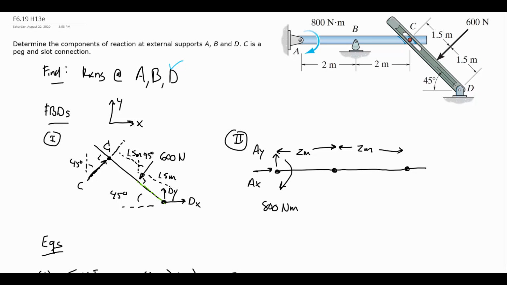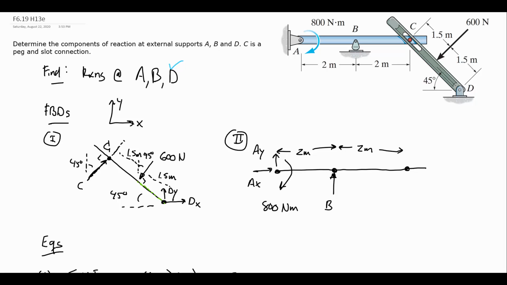At point B, I have a rocker. The rocker allows translation, in this case horizontally, at least a little bit. It does not prevent rotation, but it does prevent translation downward. So B, I will call it, must be pointing up. And those are the two external supports, A and B. So now I have to deal with C.